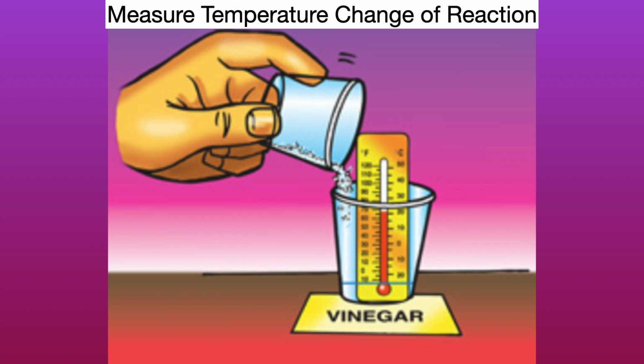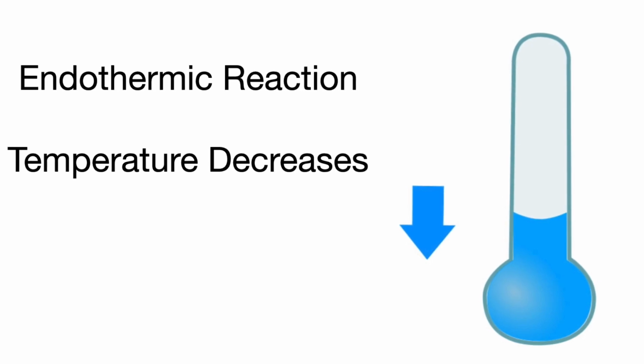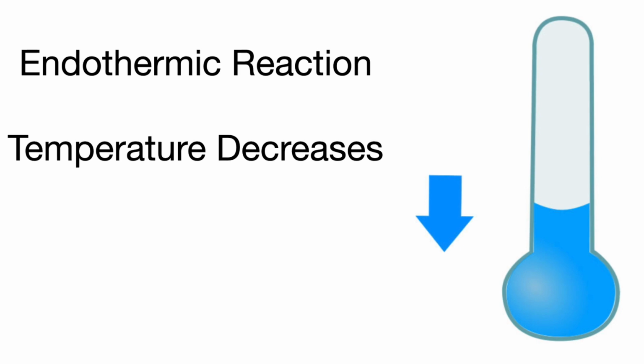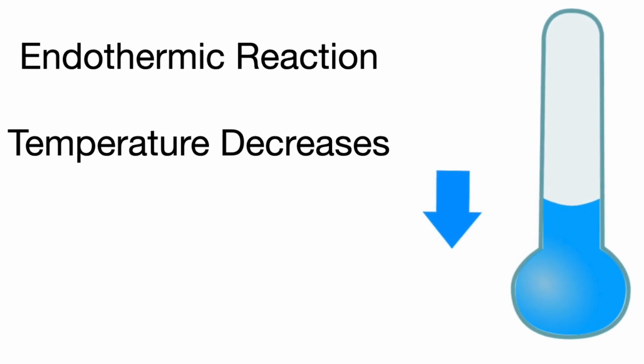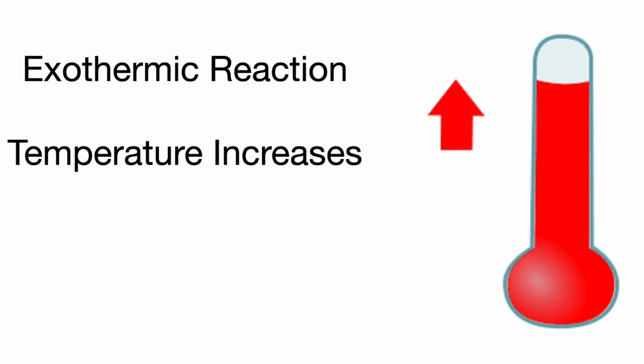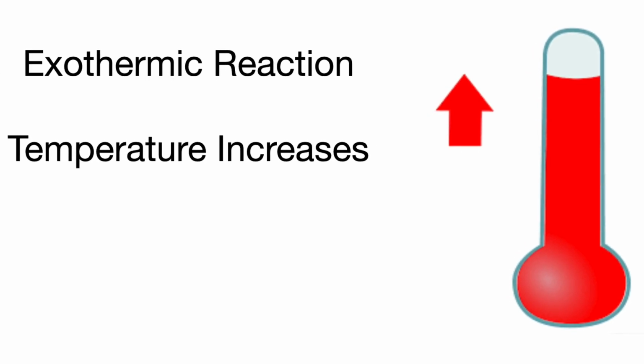If we know that the surrounding temperature gets affected by the reaction, we can take a thermometer and measure the temperature change while the reaction is happening. If the temperature decreases, it's an endothermic reaction because the reaction draws in heat from its surroundings. But if the temperature increases, we know it will be an exothermic reaction because it gives off heat to the surroundings.